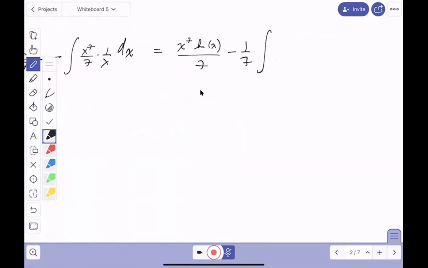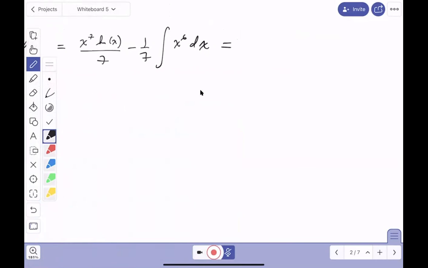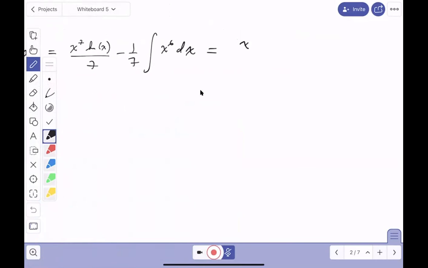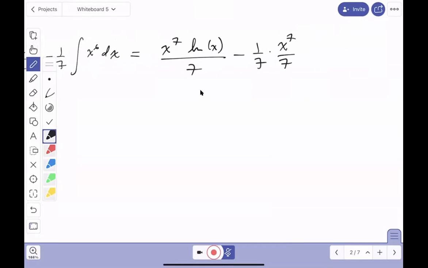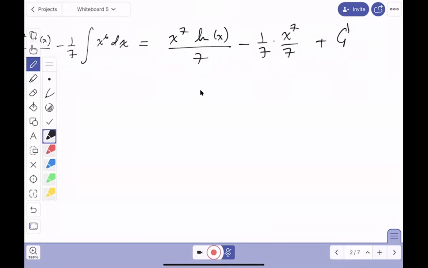Integration of x to the 6, right? Well, I think I can do that. And I'm going to remove that integration symbol now. So it's x^7 ln x over 7 minus 1/7. The antiderivative of x to the 6 is going to be x^7 over 7 plus c. Again, once I remove all the integration symbols, I'm going to put c down.